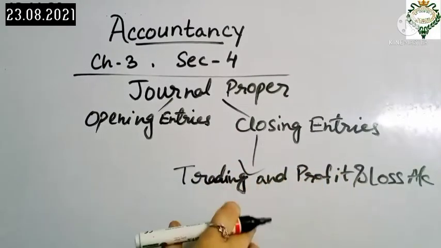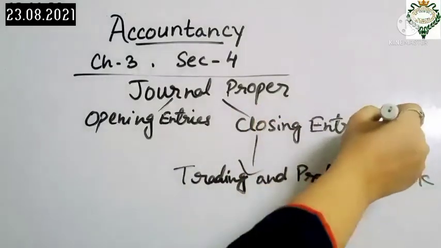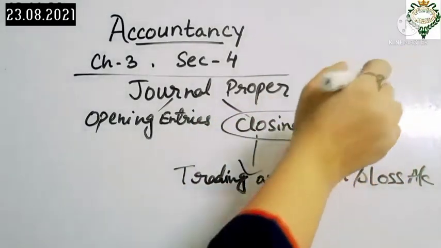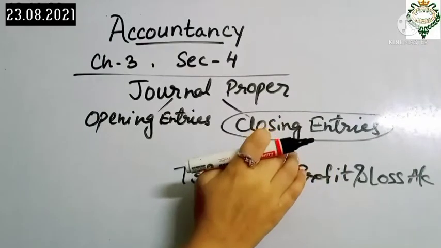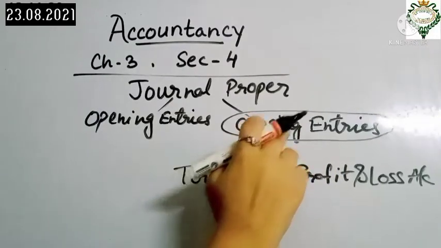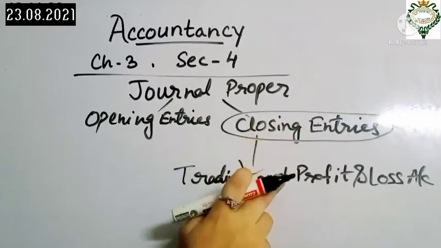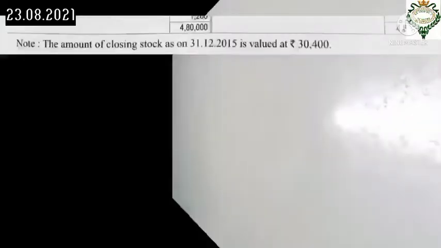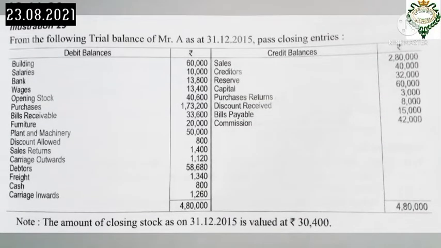Now we will do one question related to the topic of closing entries so that your concept will be clear on how to record the transactions in the journal proper. So come to the question. Here is your question, illustration number 29. It says that from the following trial balance of Mr. A as at 31st December 2015, pass closing entries. So here is the trial balance given of Mr. A, from which we have to record the closing entries in the journal proper.